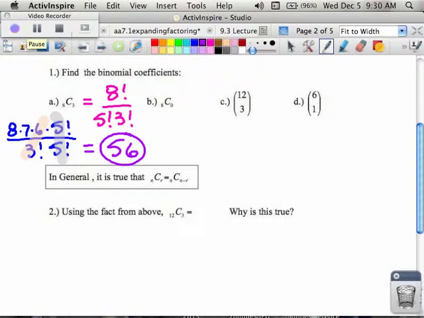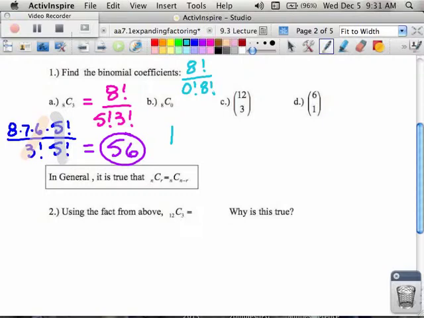So what you'll find out is when you type in 8C0 on your calculator, and you punch that in, you will get a 1. In fact, anything C0 will always be 1. Because what ends up happening is you actually have 8 factorial over 0 factorial and 8 factorial. What's 0 factorial? 1. And 8 factorial divided by 8 factorial is also 1. So that's why you always get a 1. 0 factorial is 1. We covered that in the very first section of chapter 9, I believe.